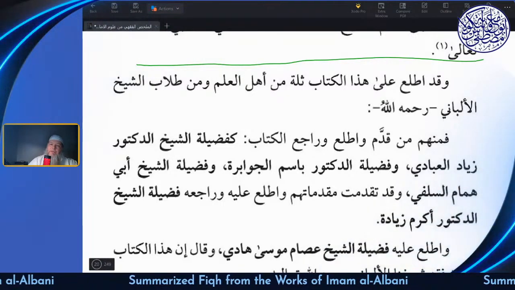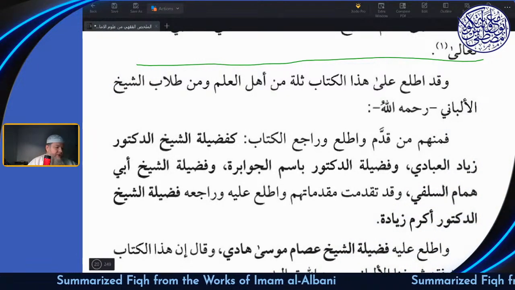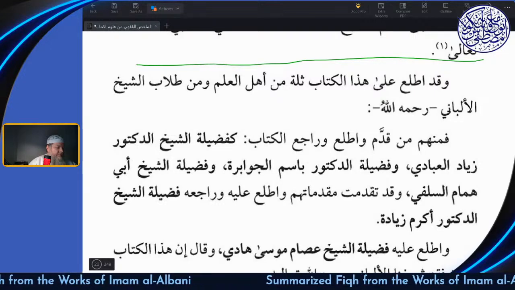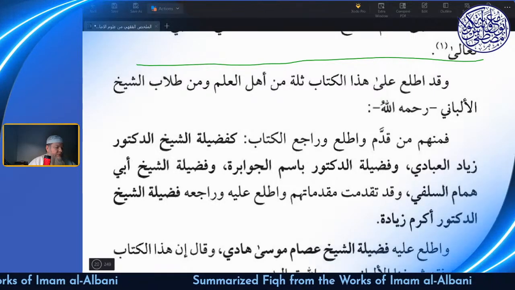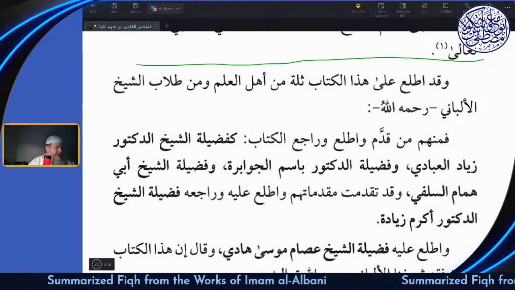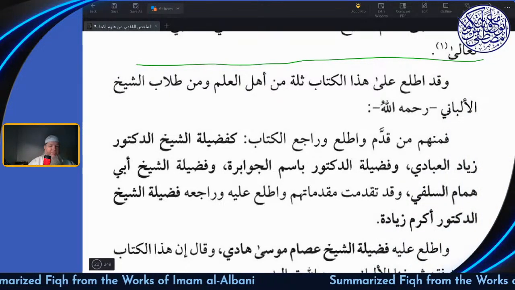So we will read the rest of the introduction, which is basically two or a little over 2 pages, and then we'll read the first and maybe the second section from Kitab al-Tahara.